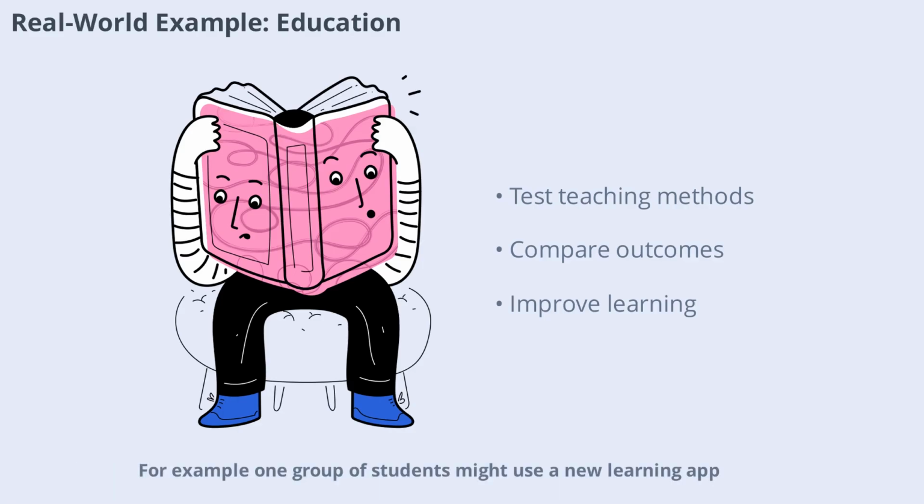For example, one group of students might use a new learning app while another uses traditional materials. Researchers compare outcomes to see which method works best. This approach leads to better teaching strategies and improved student outcomes.